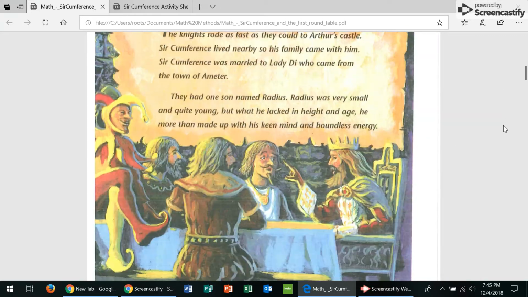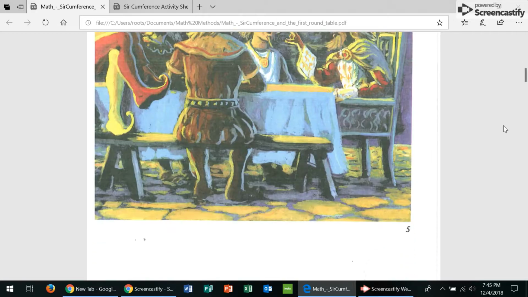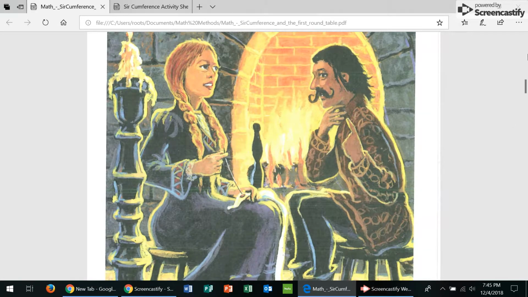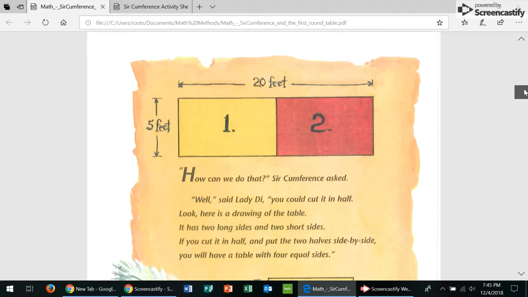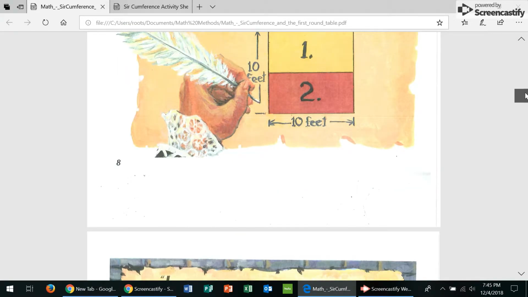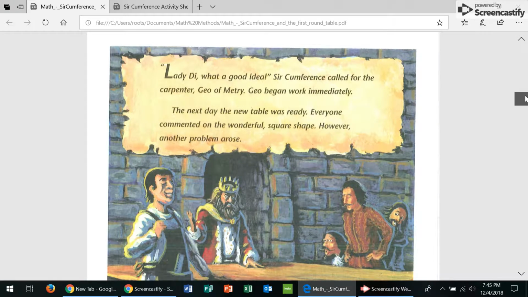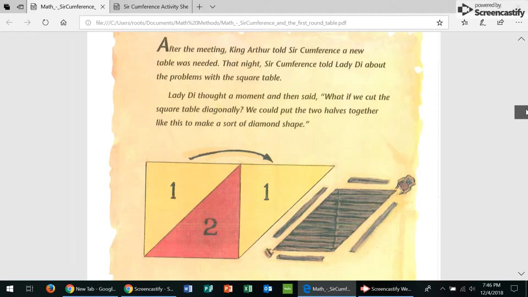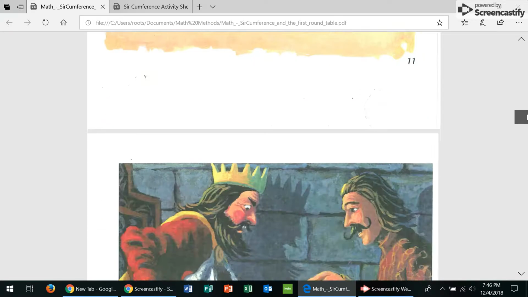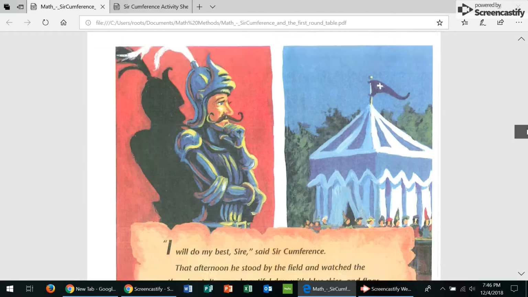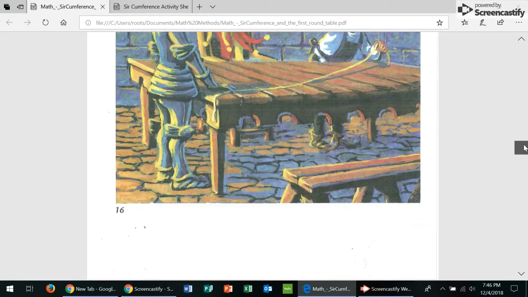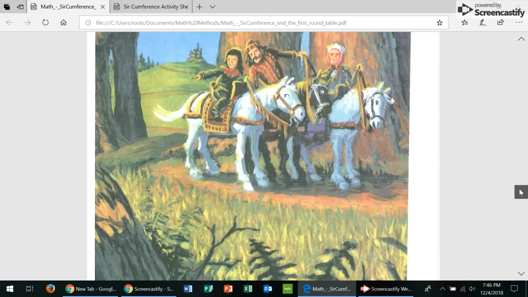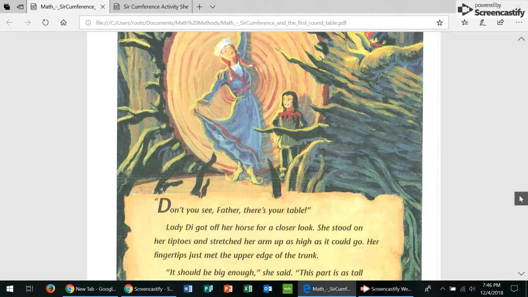And they go through a series of problems involving the table. First, they say it's too long and people can't hear each other, and they end up going through a series of shapes and came up with problems as far as fitting everybody around the table or being able to see everybody. And they go through a lot of different shapes, pretty much. And eventually they finally come up with the idea of a circle.